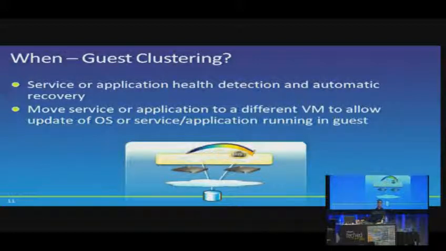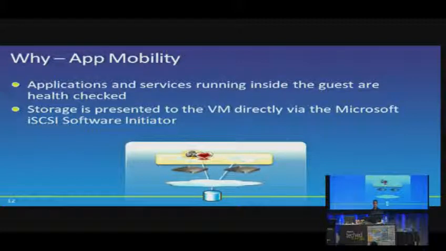So when I'm guest clustering, I get the advantages of taking that service and moving it to another application without the application going down, even if either that virtual guest OS goes down or that physical system goes down. So what does app mobility give me? Well, the application is health checked by the failover clustering service inside of the VM, and I take the storage and present it directly to that VM via an iSCSI target. Because it's presented via IP, if I move the VMs around with live migration or vMotion, they're still up and running. Everything's still running just fine within that system.